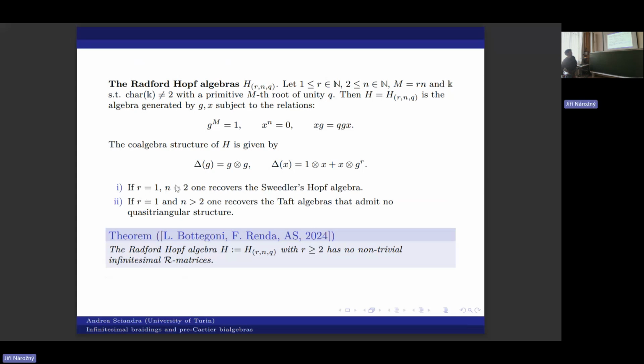Now, if you consider the smallest case, you recover this with the algebra, and we know that this is pre-Cartier. If now R is 1 and N is bigger than 2, we have Taft algebras, but we know that Taft algebras have no quasi-triangular structure, and so no pre-Cartier. So it just remains to study the case when R is bigger or equal than 1, bigger or equal than 2. And also in this case, it is easy to prove that there are no non-trivial infinitesimal matrices.